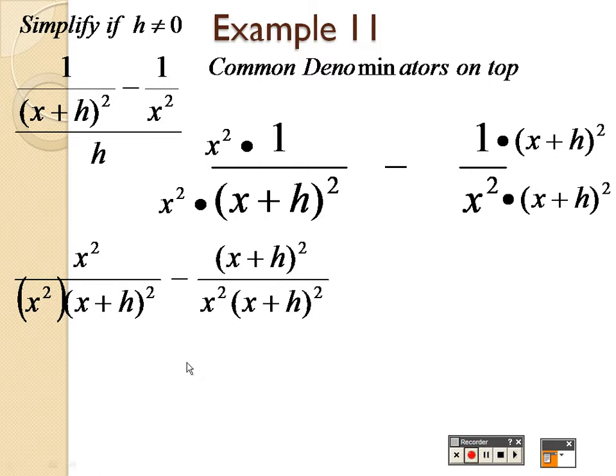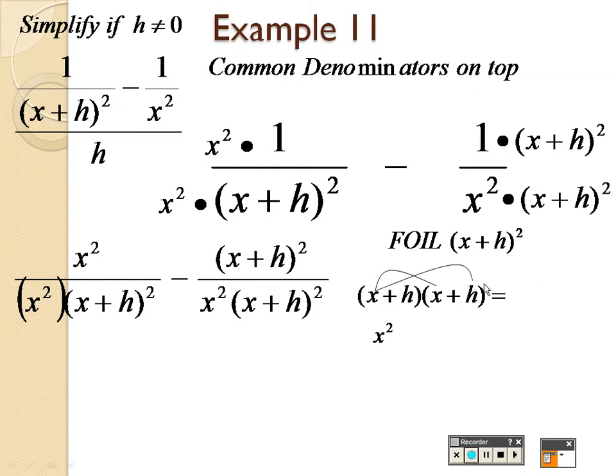So when I combine my like terms, I need to FOIL this out. By doing so, x times x is x squared. X times h is xh. H times x is xh again, and h times h is h squared, and we end up having two of those, so we end up getting x squared plus 2xh plus h squared is what the top is.